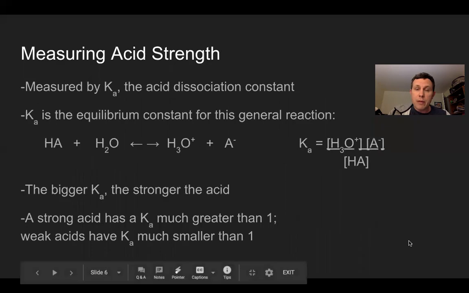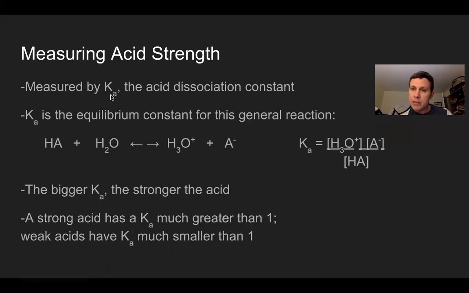Now, the way we measure acid strength, and this is why we did the equilibrium unit right before this, is something called Ka, which is the acid dissociation constant. Basically, if you take an acid reaction, here's HA, that's not a real acid, it's just a general formula, mix it with water, it gives an H plus to water to make H3O plus and A minus. If we measure the K value for this reaction, then that gives us Ka.